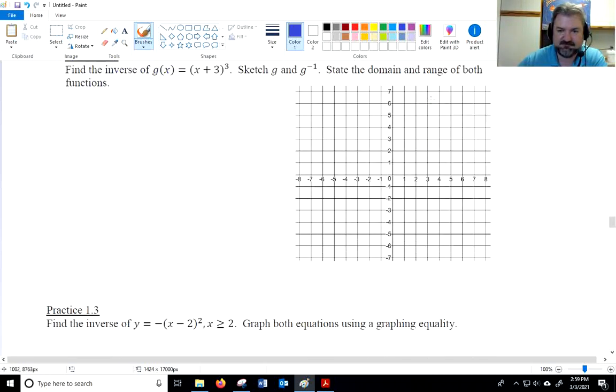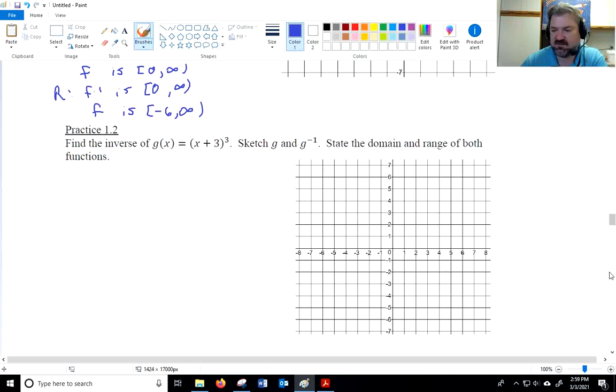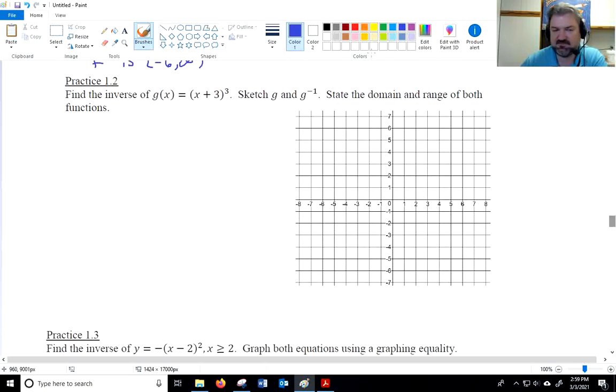All right, let's try another one. We're going to find the inverse. We'll sketch and find the domain and range of both. This one's another practice problem, so give it a try, and then when you're ready, unpause the video, and we'll go over it.